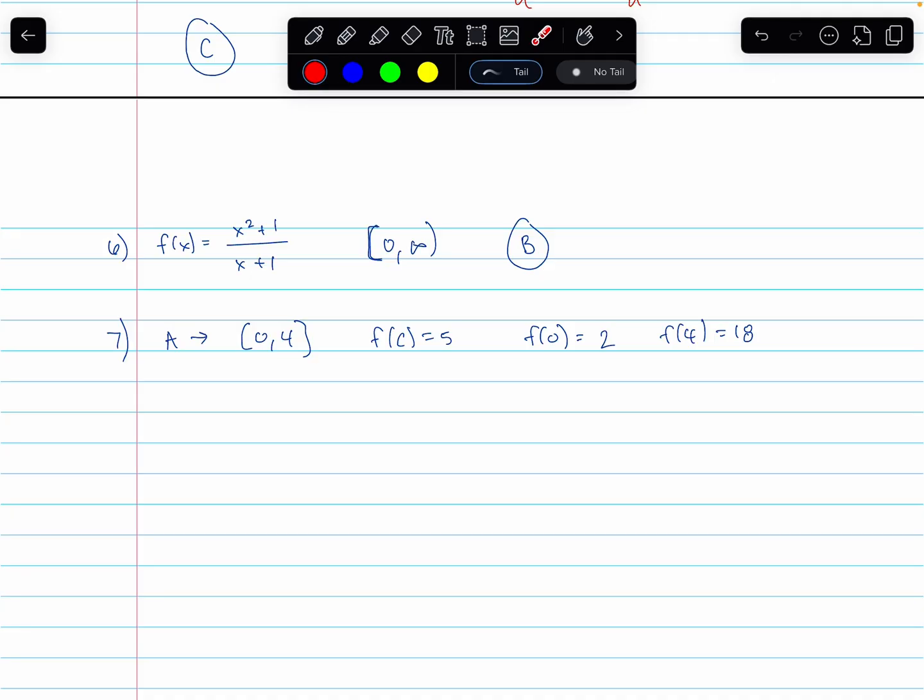So on the interval from 0 to 4, we have y values of 2 and 18. So is there going to be a value in between 0 and 4 that will make the function equal to 5? Yes, by the intermediate value theorem, that's true. So that's true.